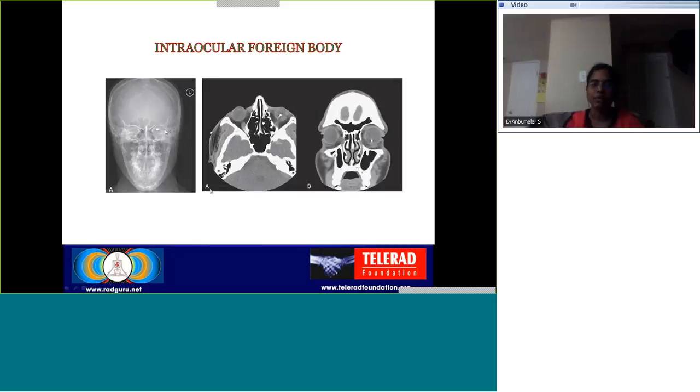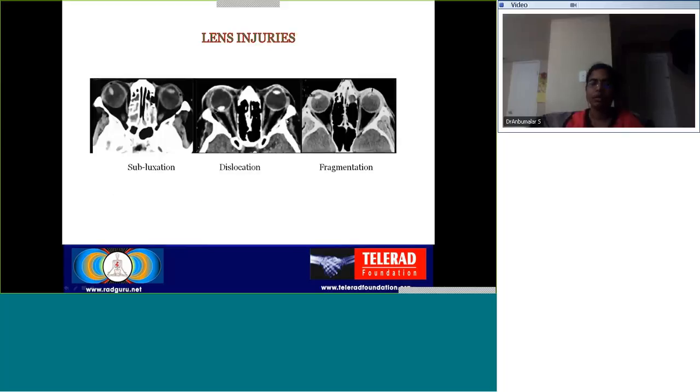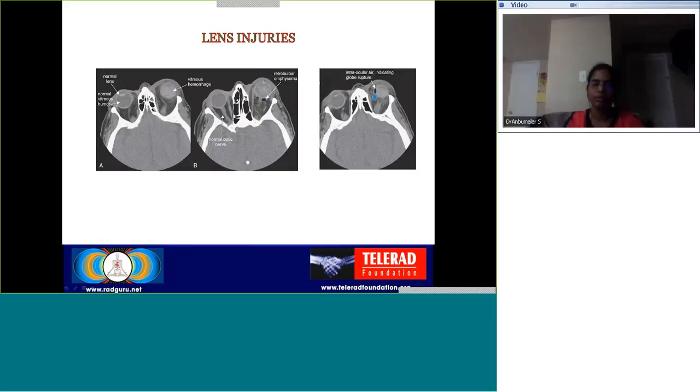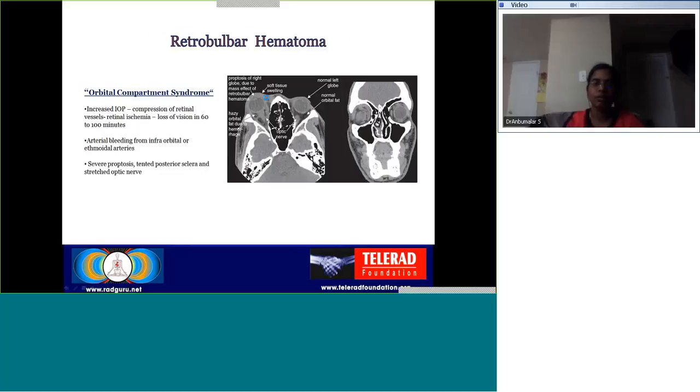Intraocular foreign body, which is better seen in the X-ray itself, and CT is also helpful. This is an intraocular foreign body indicative of globe rupture. And in lens injuries, the lens can undergo subluxation or completely dislocate posteriorly, or there may be a fragmentation of the lens. The lens dislocation, as in this case, is not seen because of the hyperdense vitreous hemorrhage. This vitreous hemorrhage and the lens dislocation, along with the retrobulbar emphysema, is indicative of globe rupture.